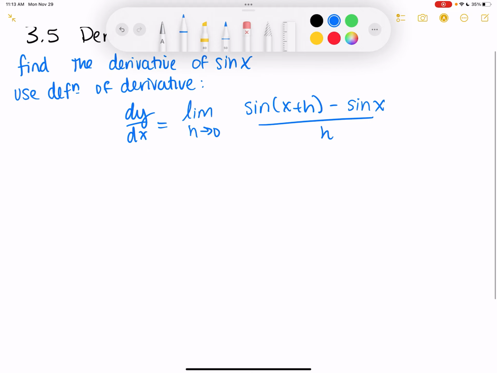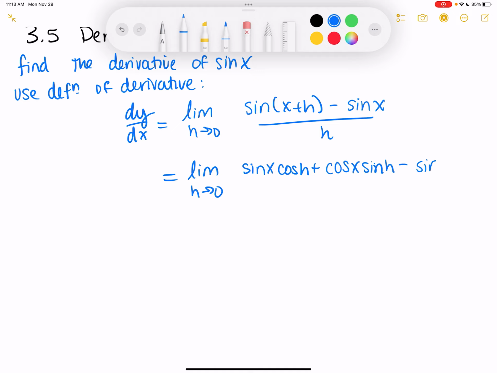Now, what you may not remember is called the angle sum identity, and that's what's going to allow us to split this, the sine of x plus h. So I'm going to carry the limit as h approaches 0 all the way down. So it's going to be the limit of sine of x cosine h plus cosine x sine h minus the sine of x, all over h. And I don't have room to write it on that side, so this is the angle sum identity.